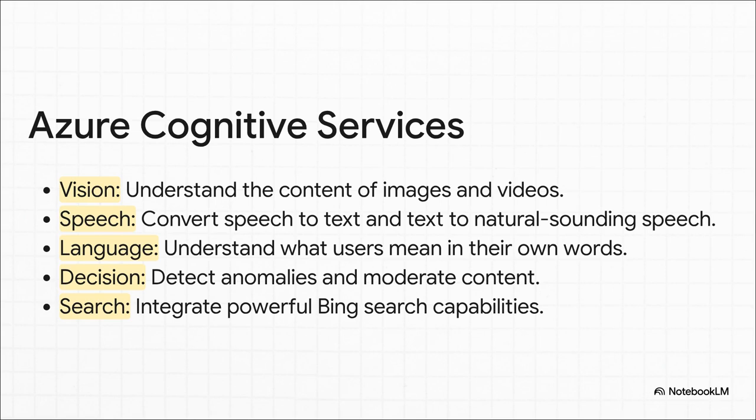What Microsoft has done is taken these insanely complex AI models and packaged them up into simple little building blocks. They're organized into these 5 categories that basically mimic human abilities: seeing, speaking, understanding language, making decisions, and searching. You don't build the AI, you just plug it in and use its superpowers.